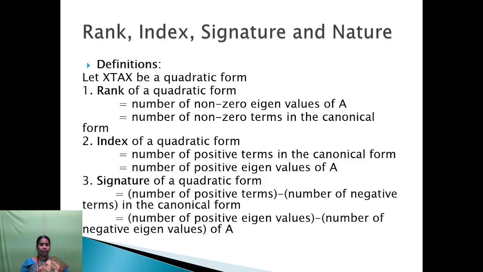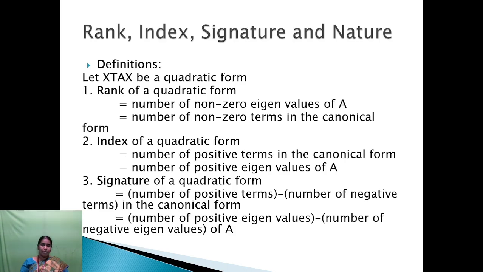Definition number 1, rank. The rank of the quadratic form is calculated as the number of non-zero eigenvalues of the given matrix A. Without eigenvalues, how can we calculate this? The number of non-zero terms in the canonical form. By calculating eigenvalues, we can find the rank, or by counting the number of terms in the canonical form, we can find the rank.